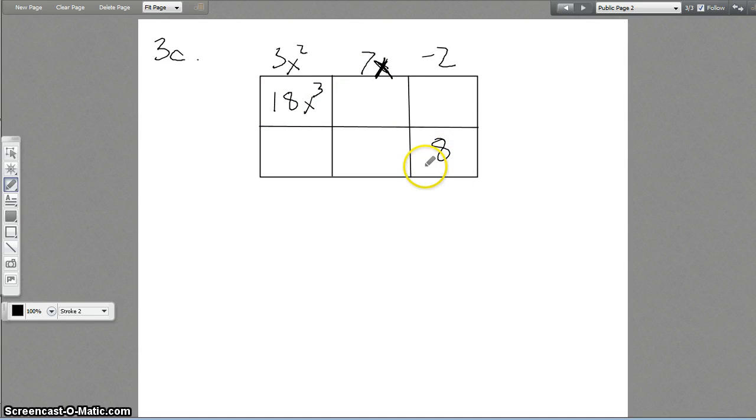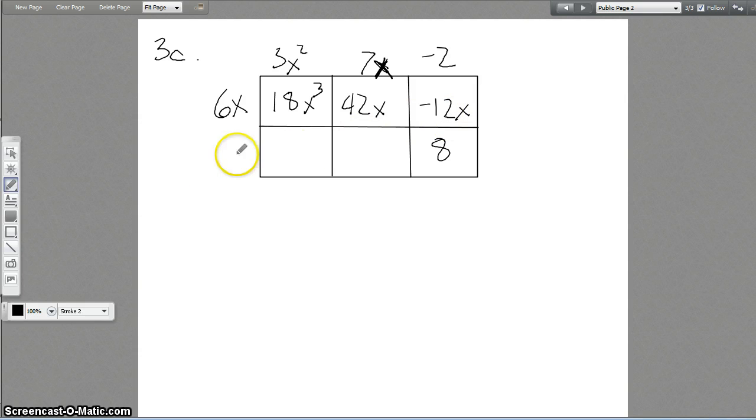And we need to figure out what are the rest of the numbers here. Well, this 18x cubed has to be 3x squared times whatever number goes over here. So we would have to multiply 6x by 3x squared to get 18x cubed. Well, now that we know this is 6x, we can fill in the rest of the numbers in the row. 6x times 7x, that is 42x squared. 6x times negative 2, that is negative 12x.